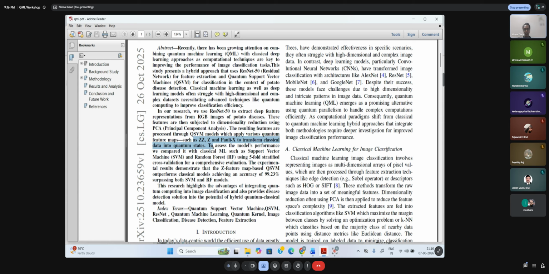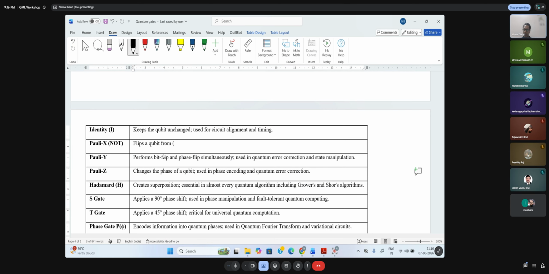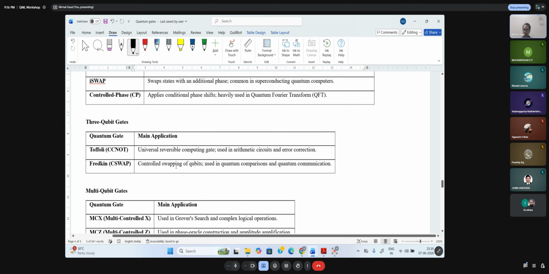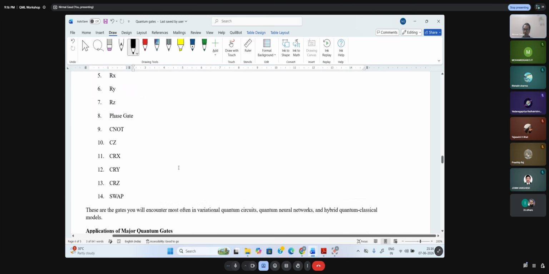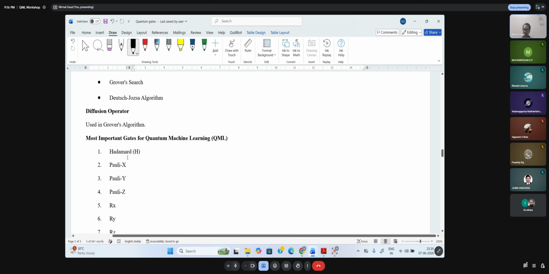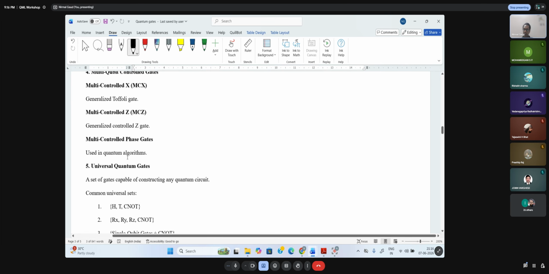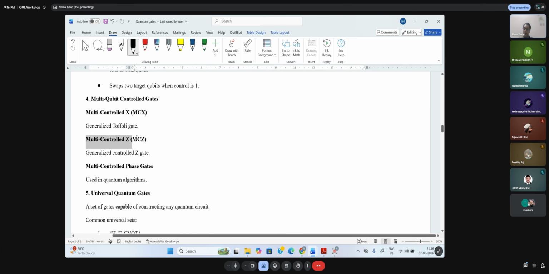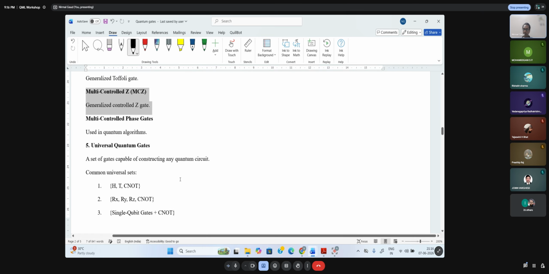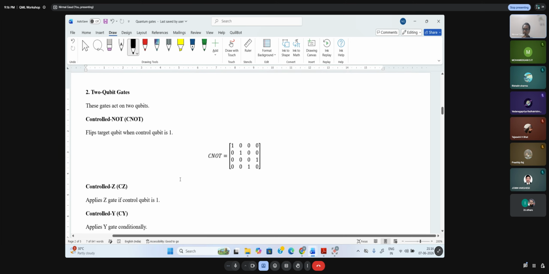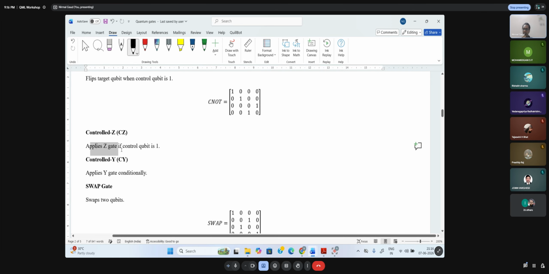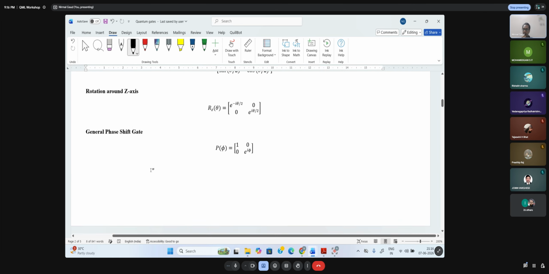You are talking about Pauli X. They are talking about Z and Z. Okay, let's check Z. What is this Z? Check whether it's mentioned here or not. I think I have seen Z somewhere. CZ, RX, RY. Okay, I've seen it somewhere. Here it is: multi-controlled Z, generalized controlled Z gate. That is Z. Okay. What else? Yes, one I got. This is CZ: apply Z gate if the control qubit is 1. Anything else?